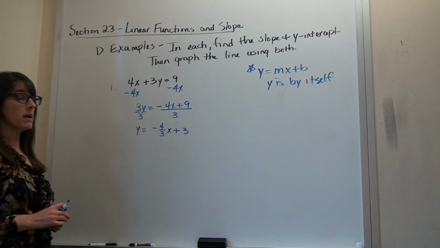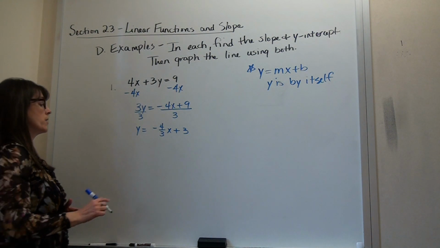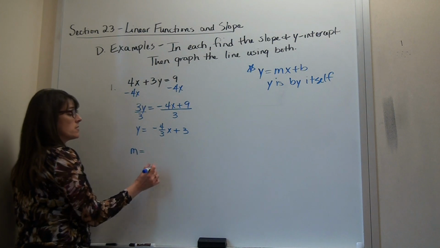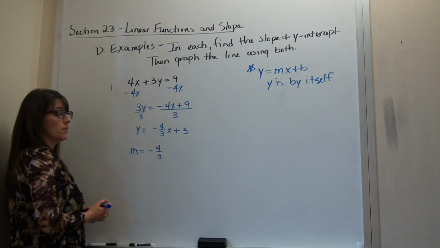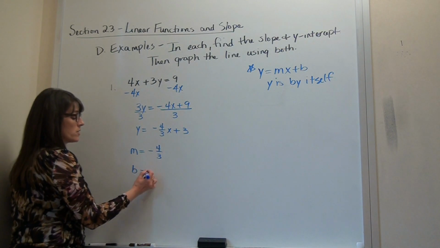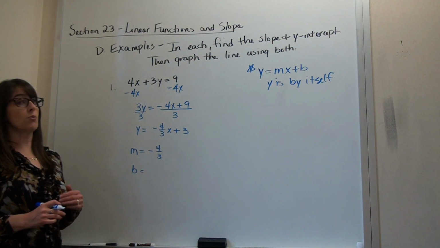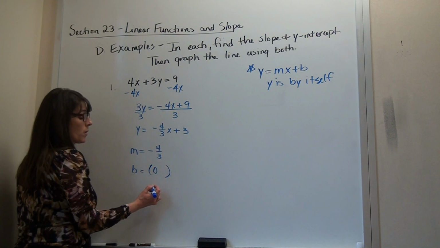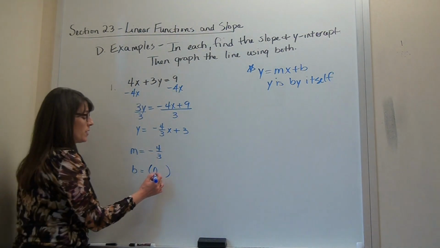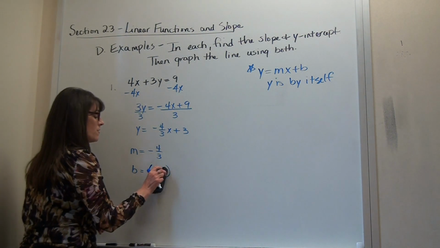So now the y is by itself. Now I'm in slope-intercept form, and I can pull out the slope, I can pull out the y-intercept. When the y is by itself, the slope is always going to be the number that's right in front of the x. So my slope is -4/3, and my y-intercept is going to be 3. But remember, this is a point in the 2D coordinate plane, so you always need to express it in coordinate form. The x coordinate on a y-intercept is 0. The y coordinate in this case is going to be a +3.